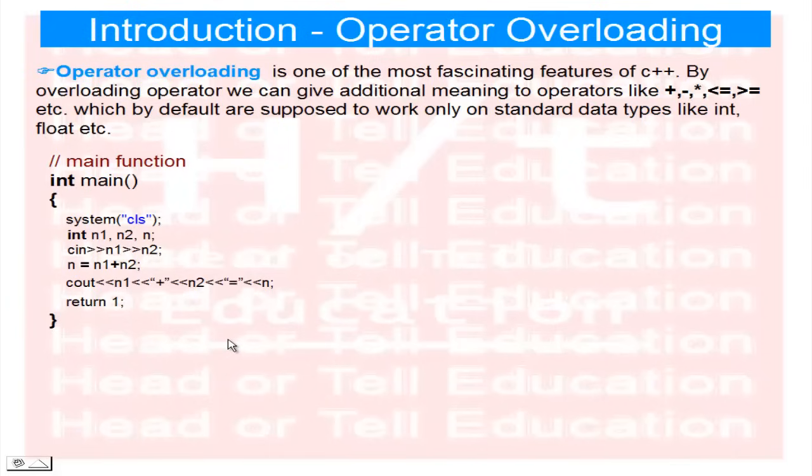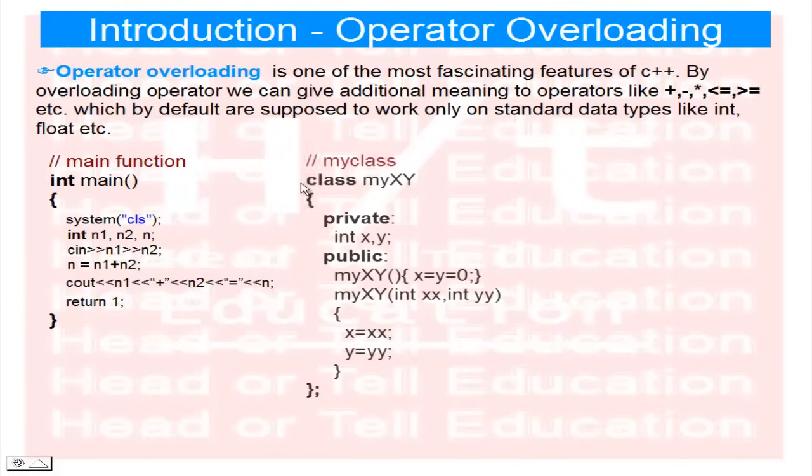Suppose I have a class. Here I have created one class, and the name is my xy. In my class xy, I have created private integer variables x and y. Now I have created a constructor, the zero argument constructor, so by default the value equals 0 in both variables. Now a two argument constructor, so we can pass values by creating an object of my class xy.